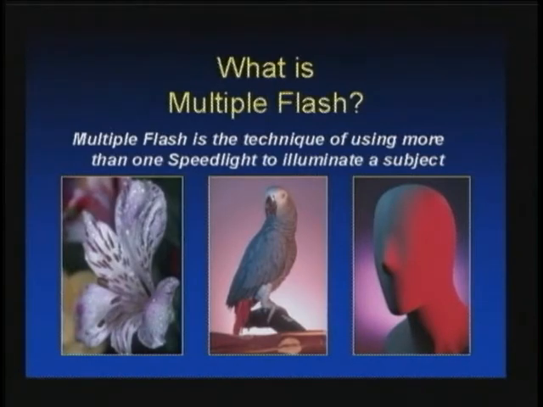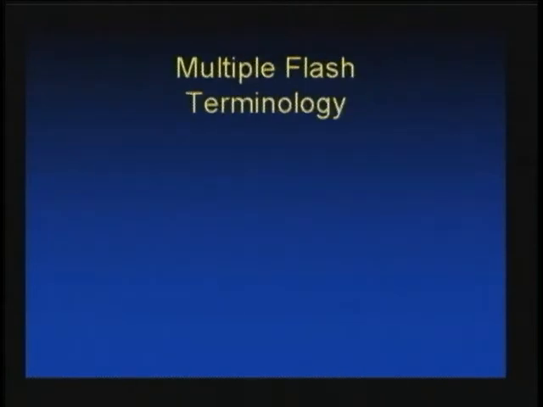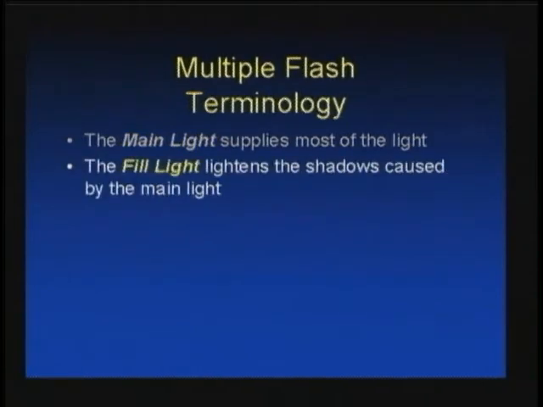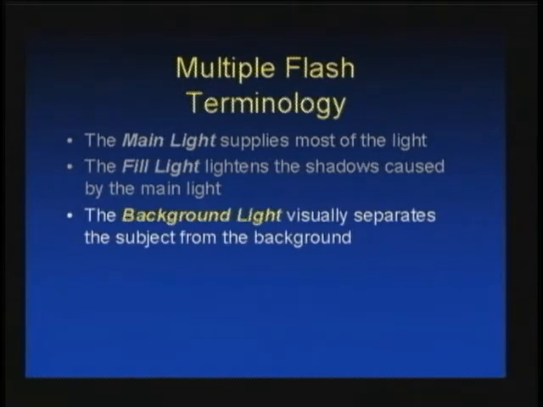Some important terminology as we move along in multiple flash photography is the main light. The main light supplies most of the light to the photograph. The fill light is going to lighten the shadows that are caused by the main light. And then typically in a 3-light setup, there's a background light. And the background light can be used to visually separate the subject from the background. And we will see some examples of just how we did that.